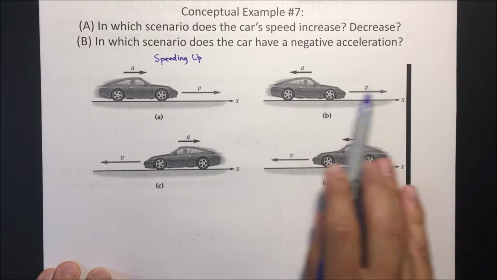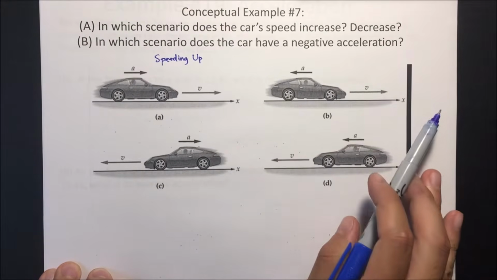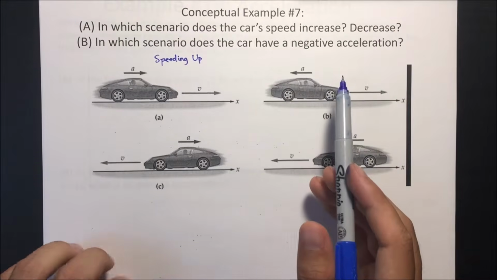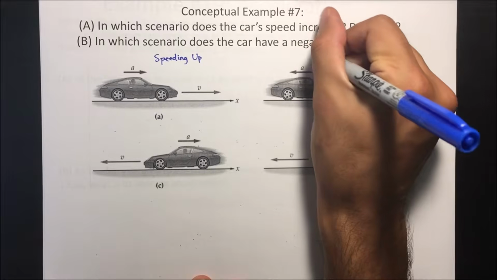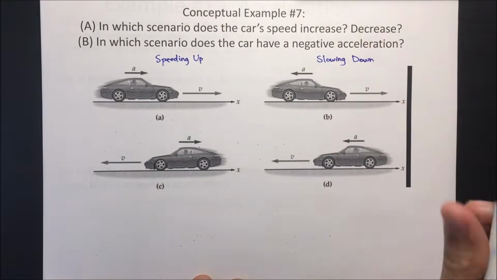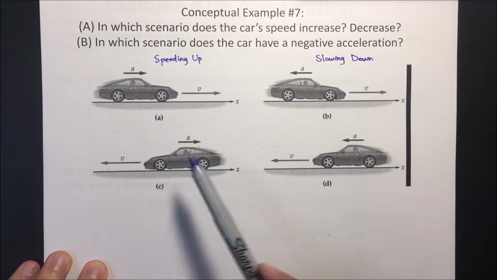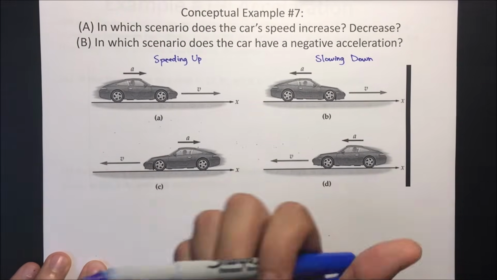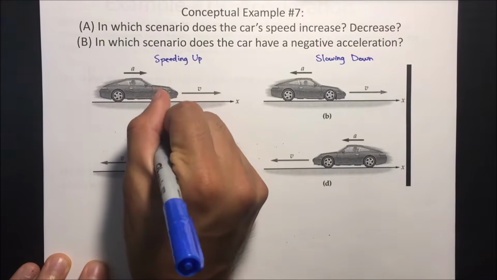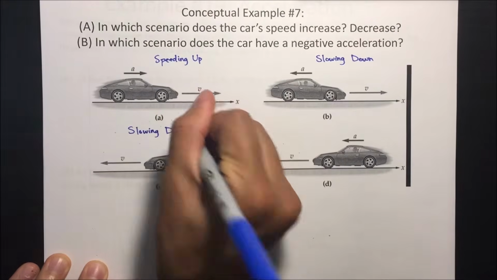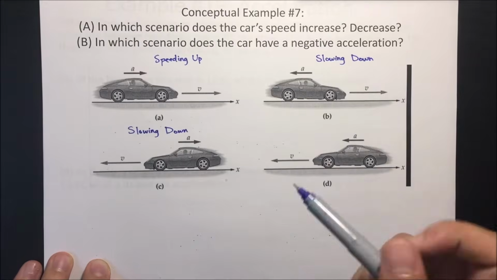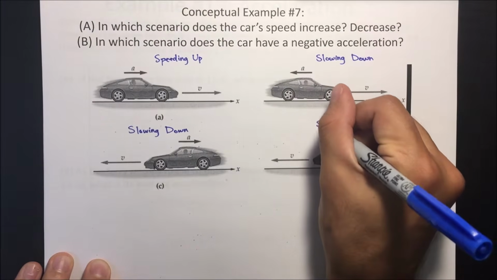In this case, we see that it's moving to the right, the velocity is to the right. However, the acceleration is to the left. Whenever they're in opposite directions, that means it's slowing down. Over here, again, we see that it's moving to the left, but the acceleration is to the right. Again, that means it's slowing down. Over here, it's moving to the left, but acceleration is also to the left, same direction, which means it is speeding up.